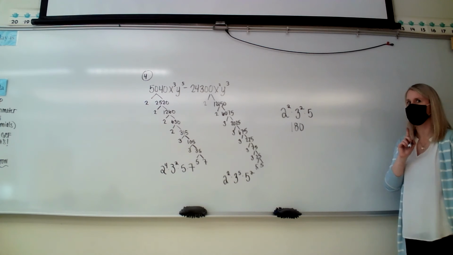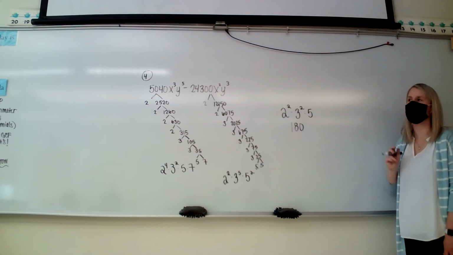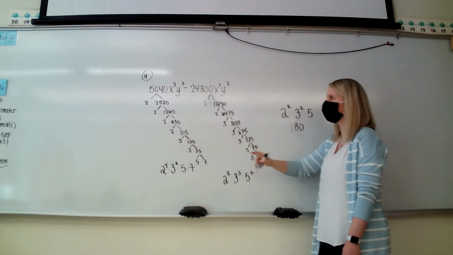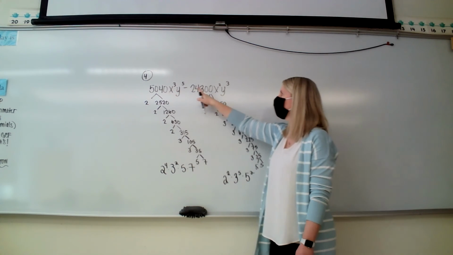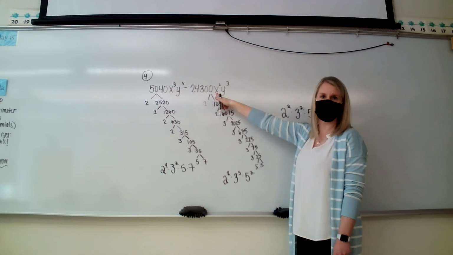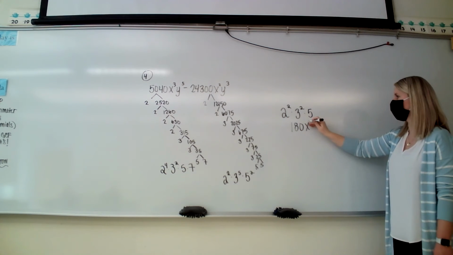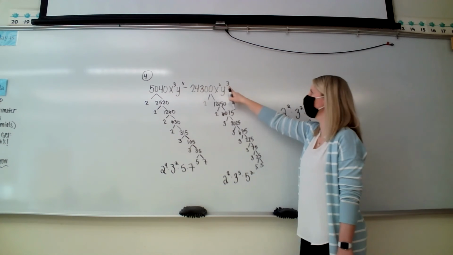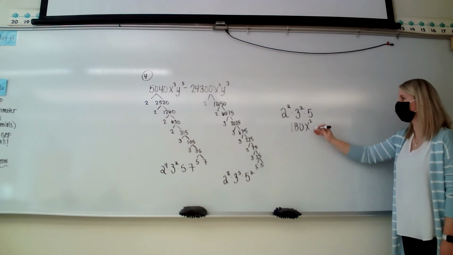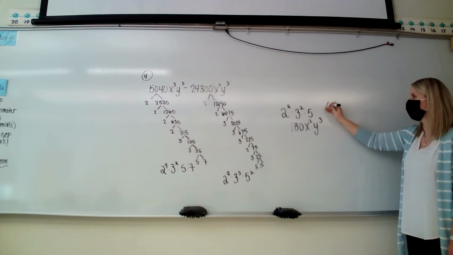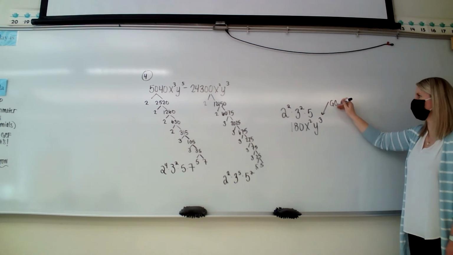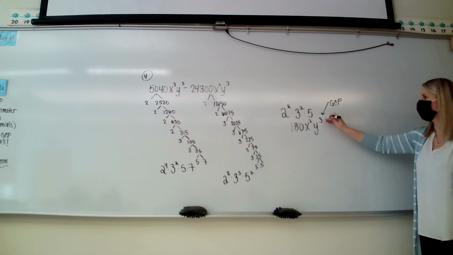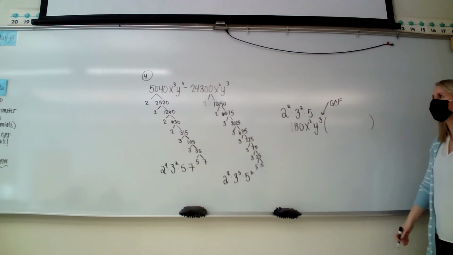But we're not done. Oh no, we're not done. Because there's variables. Just take that same idea. If we have x to the 3rd and we have x squared, we take the one with the lower exponent, x squared. If we have y to the 5th and we have y to the 3rd, we take the one with the lower exponent. So this is my greatest common factor, 180 x squared y to the 3rd. But we know we always divide it out of the original.